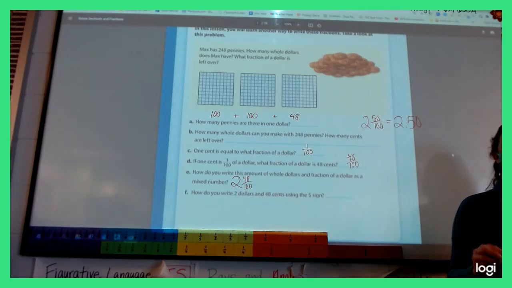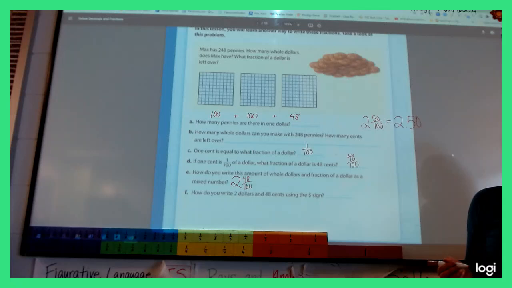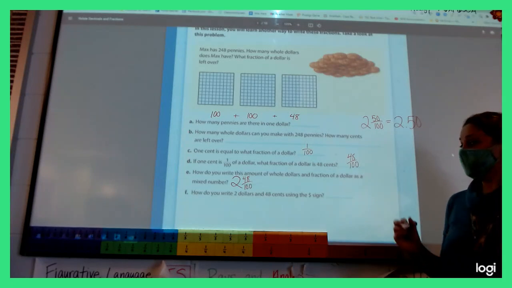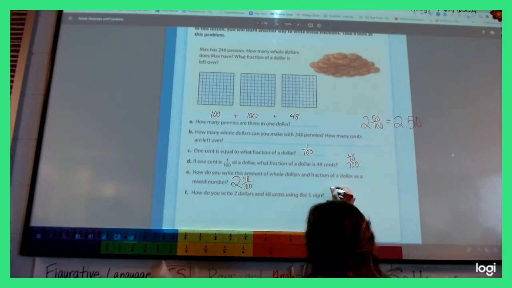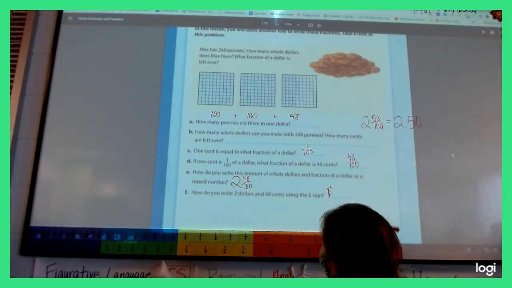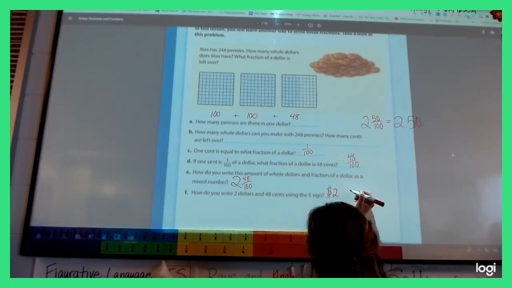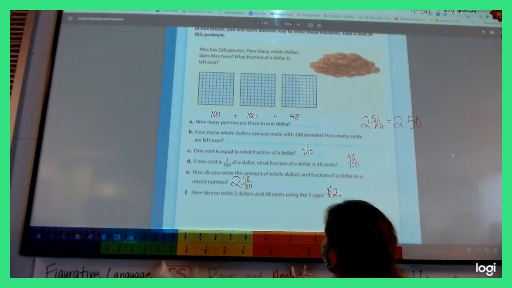So this is how we would actually see it as money. Cadence? $2.48. Exactly, okay? So the $2 part, we just put our dollar sign in the front. You can do one line or two. I've always done two. That's just my preference. I do one. $2. Okay, then we need our decimal point.